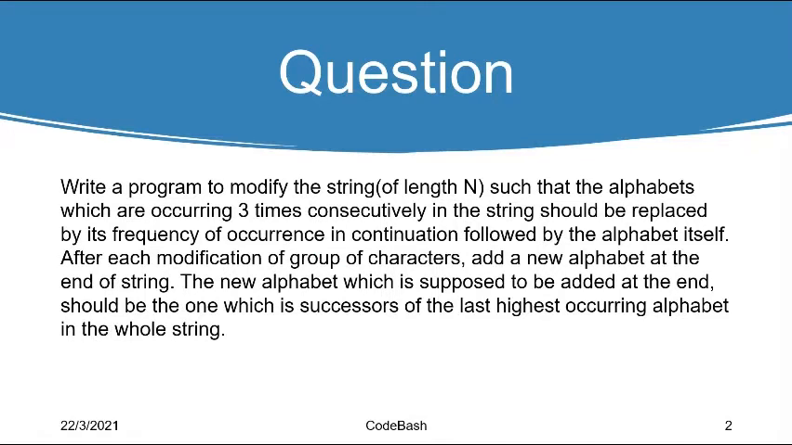The question is to write a program to modify a string such that the alphabets which are occurring three times consecutively in a string should be replaced by its frequency of occurrence in continuation followed by the alphabet itself. And after each modification of a group of characters, add a new alphabet at the end of the string. The new alphabet which is supposed to be added at the end should be the successor to the last highest occurring alphabet in the whole string. A mouthful, right? So let's dissect it one by one.